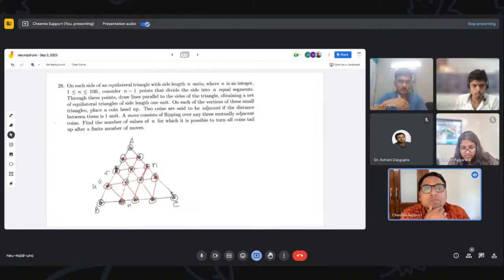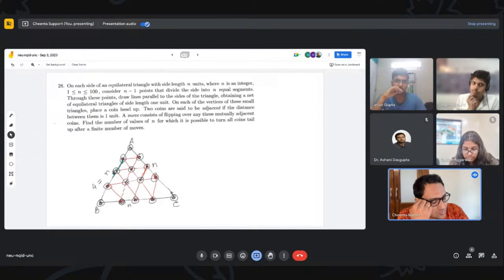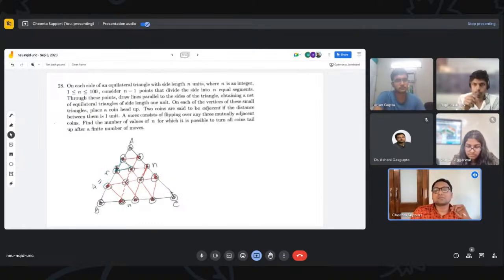Two points are said to be adjacent. Any three mutually adjacent points. So you cannot be like this, because these two are not adjacent, right? You have to flip the vertices of a single small triangle. Triangle. Okay.